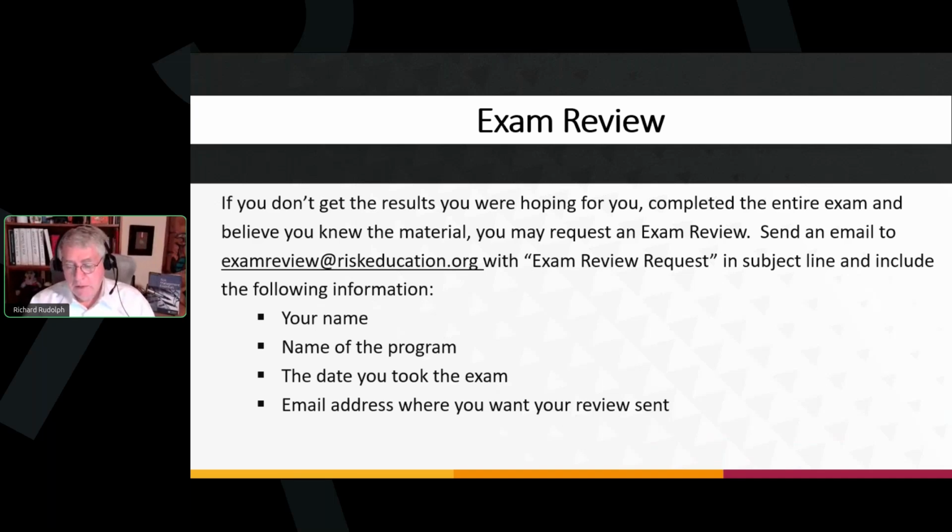You fire yet another email off to exam review at riskeducation.org. Put exam review request in the subject line and tell them who you are, when you took the exam, and all that kind of stuff. They'll have your email because you sent them an email, and then I'll give you an exam review that'll say something like, on section 1, you scored substantially above 70%. That's your cue that you don't have to spend lots of time on that because you really nailed that.